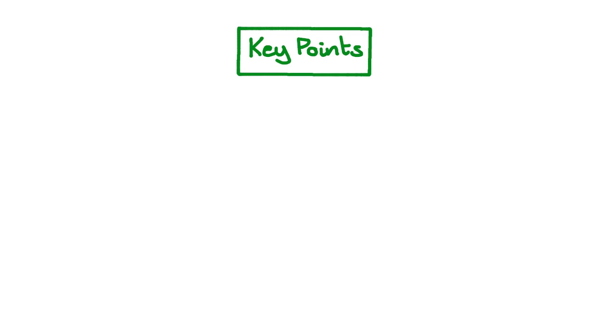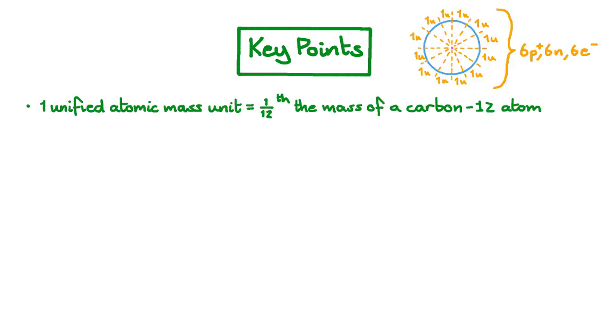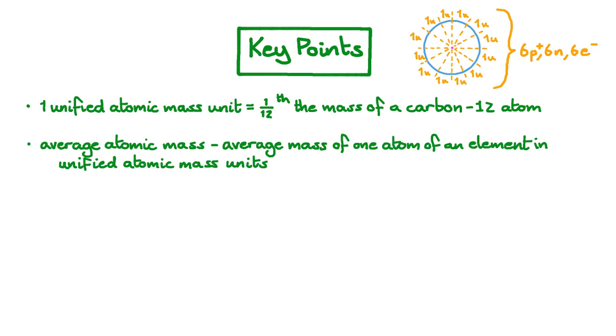Now it's time to go over the key points. Whether we're doing things relatively or directly, we're comparing the masses of atoms, ions and formulas with the mass of a carbon-12 atom. The unified atomic mass unit is equivalent to 1/12 of the mass of a carbon-12 atom. The average atomic mass of an element is the average mass of one atom of that element in unified atomic mass units. For carbon, the average atomic mass is 12.011 unified atomic mass units. If you want the relative atomic mass, you just have to drop the units of u.